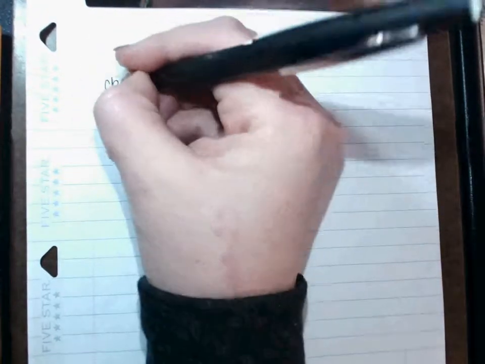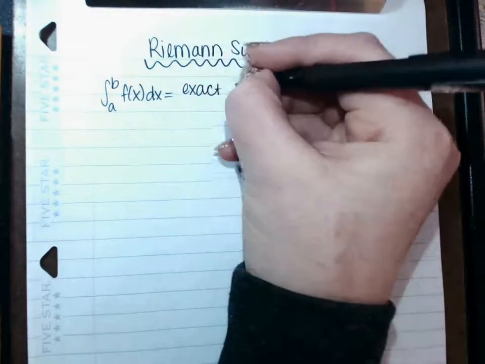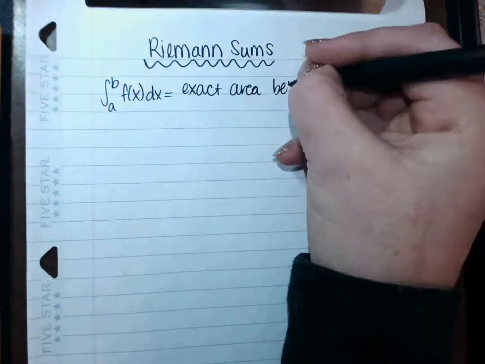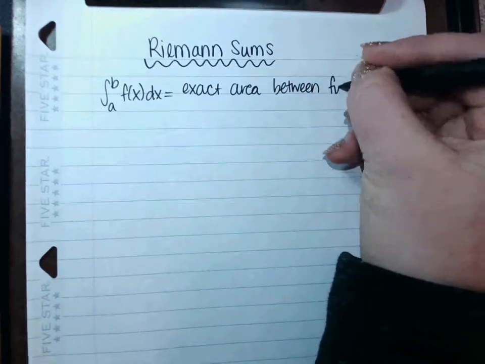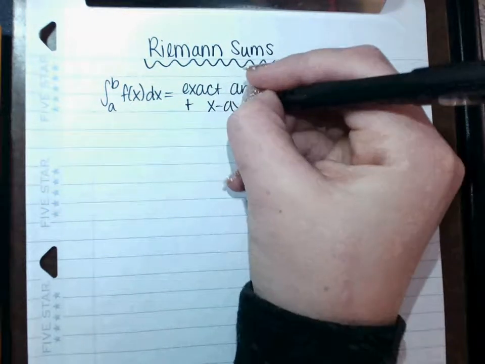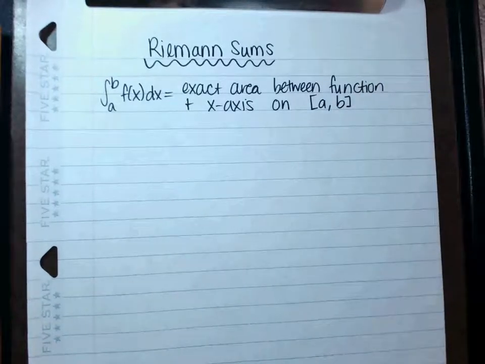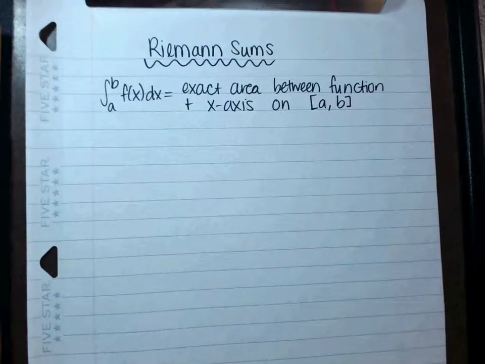Okay, so an integral from a to b of f of x dx is the exact area between the function and the x-axis on a to b. We already learned that, right? So when you have an integral from a number to a number, that measures the amount of space between the curve and the x-axis on that interval.